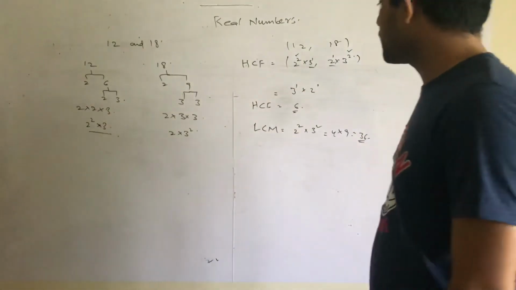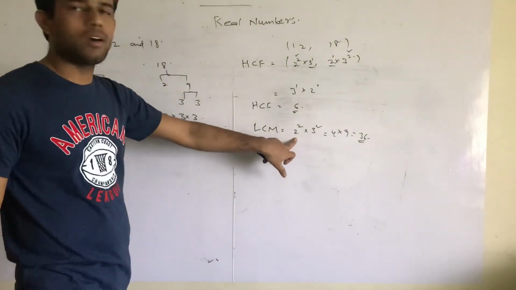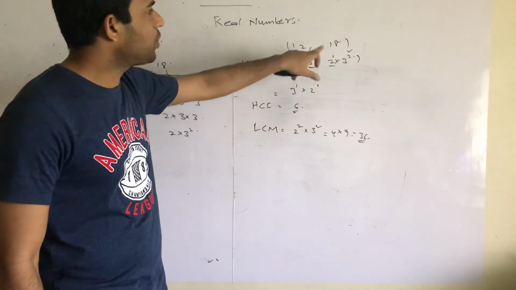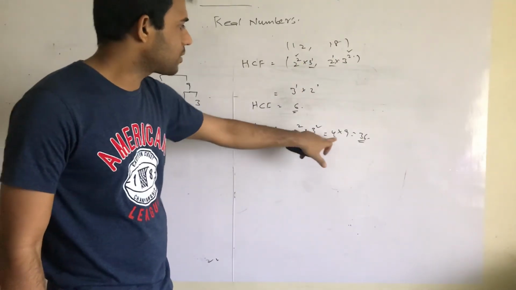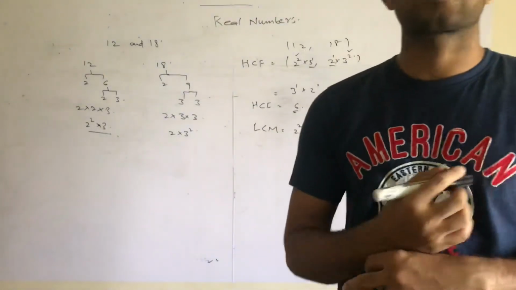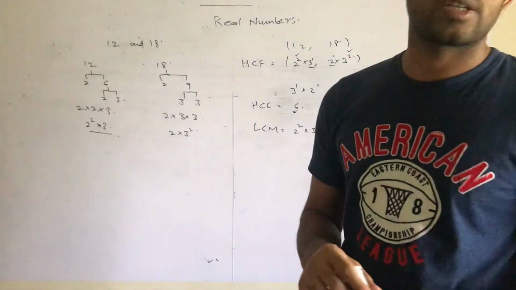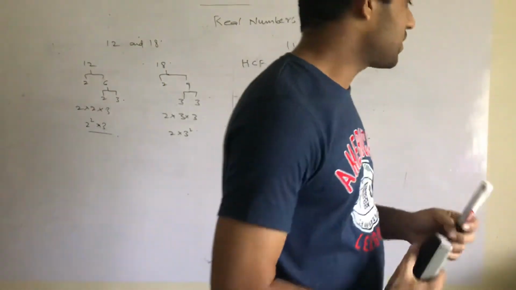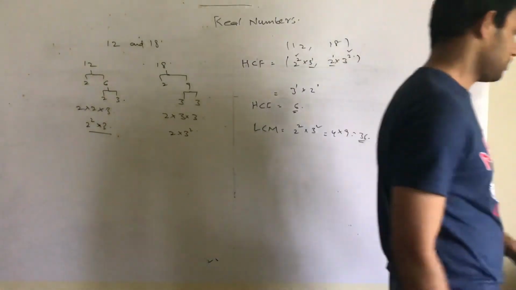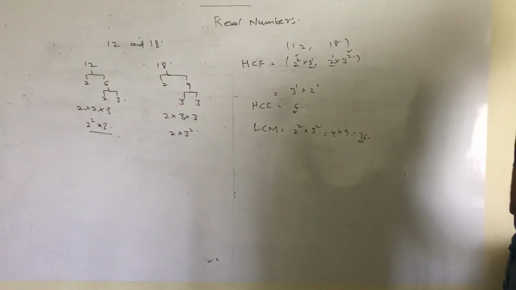And the lowest common multiple takes the highest, the greatest powers. The greatest powers in these factors are 2 power 2 and 3 power 2, which is 2 square and 3 square, which is 36. So you can take any two numbers and find the least common multiple and also the HCF. So that's how you calculate LCM and HCF. So hope you understand this. Okay, now let's move further.